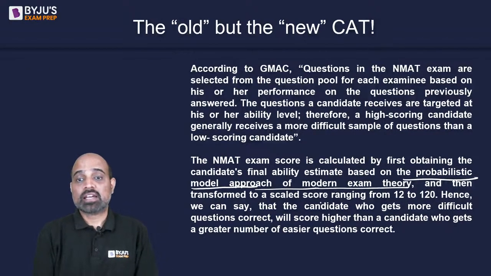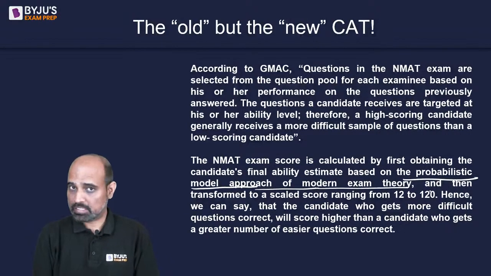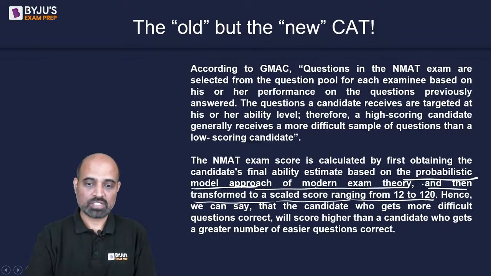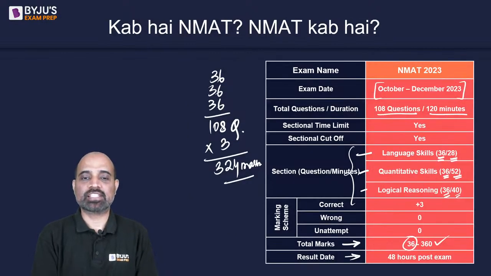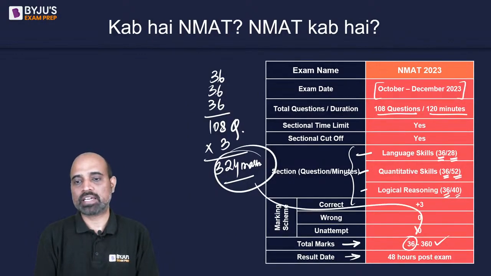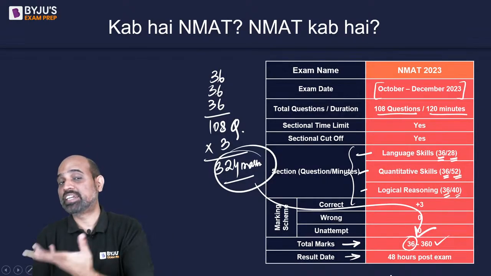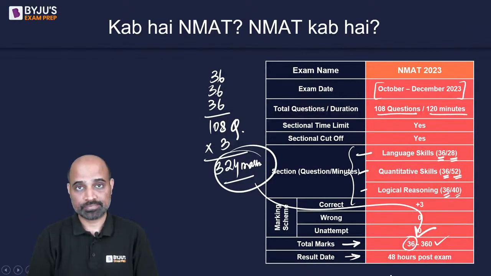Once the score is obtained by applying probability according to that exam theory logic, it is transformed to a scaled score ranging from 12 to 120. Now you can understand that instead of 324 marks, how can somebody get 360? Or instead of getting 0 marks, how does somebody get 36? Because there is scaling, okay?